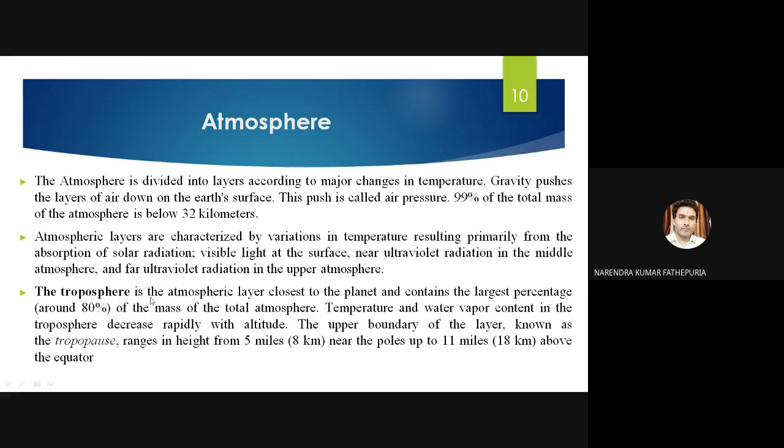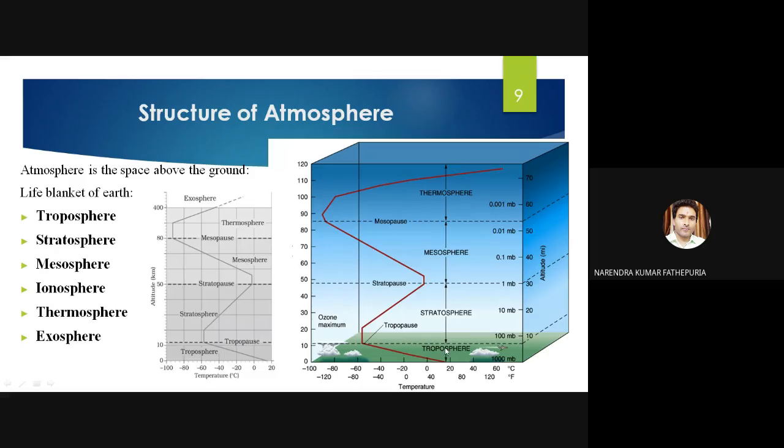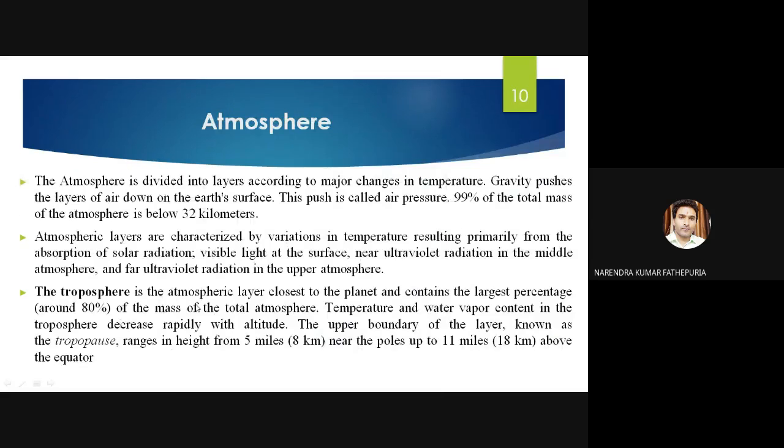Start from the troposphere. This is the atmospheric layer closest to the planet and contains the largest percentage, around 80%, of the mass of the total atmosphere. Temperature and water vapor in the troposphere decrease rapidly with altitude. The upper boundary of the layer, known as the tropopause, ranges in height from 5 miles or 8 kilometers near the poles up to 11 miles or 18 kilometers above the equator.